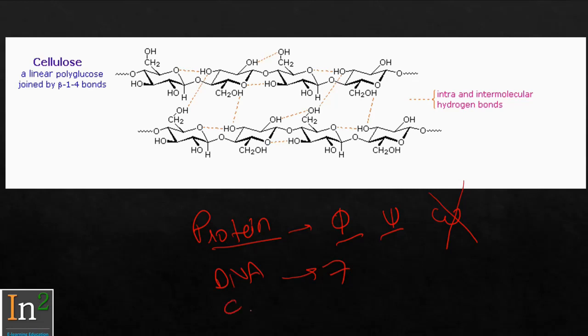In carbohydrates, at least 2 dihedral or torsion angles are there, phi and psi. In some cases, like at branching points where carbon number 6 is involved, 3 dihedral angles are present: phi, psi and omega. Here all 3 bonds are single bonds. Therefore, all 3 bonds contribute to the final structure of the carbohydrate.